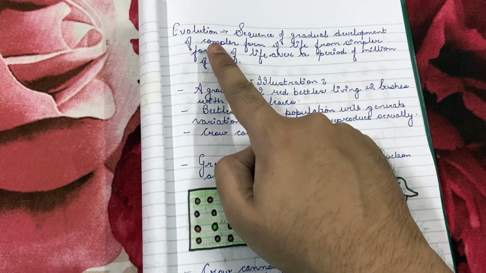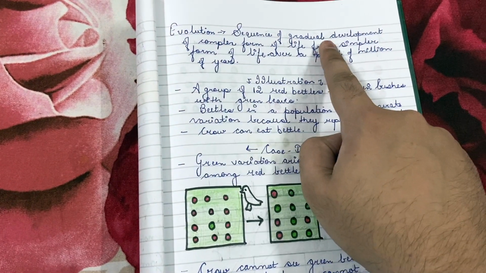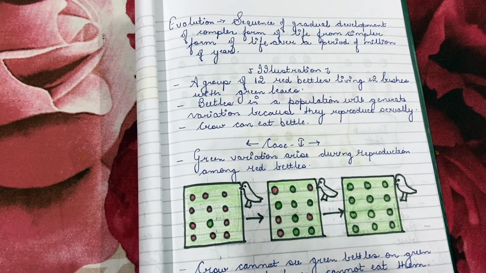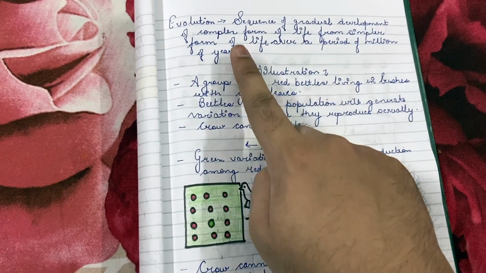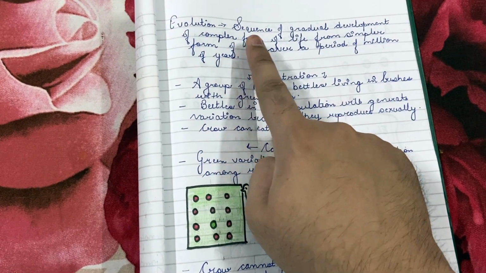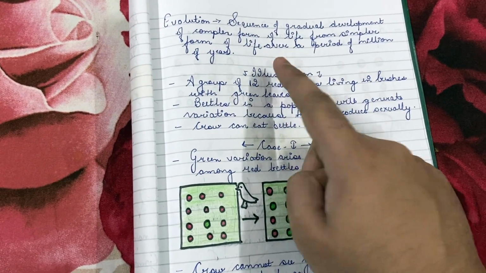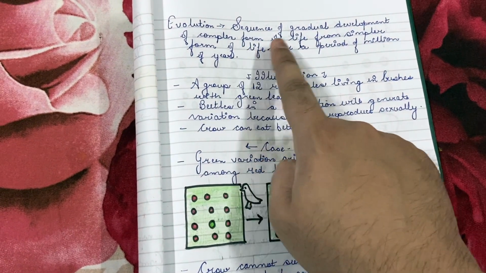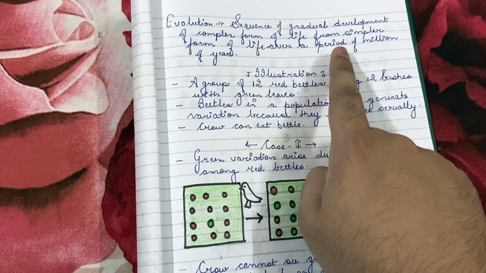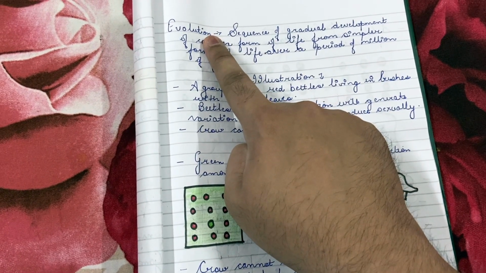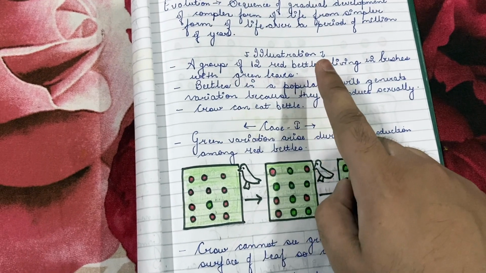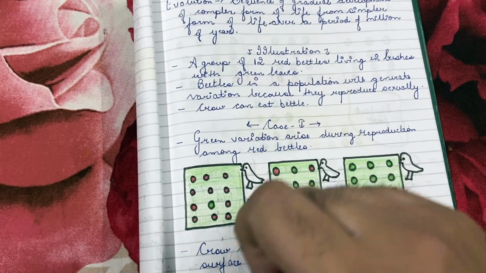So what is evolution? Evolution is gradual development. Gradual means slow. So evolution is the slow development in which complex forms of life are formed from simpler forms of life. A sequence of slow steps by which complex forms of life are formed from simpler forms is known as evolution. Now let us see some illustrations given in NCERT based on evolution.